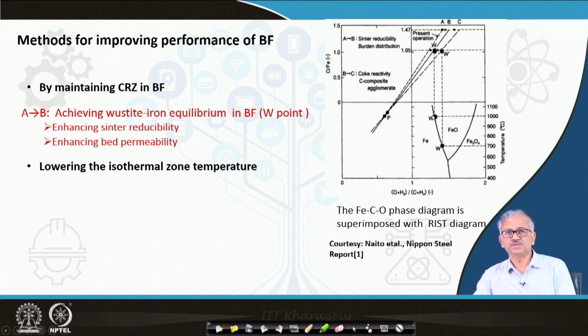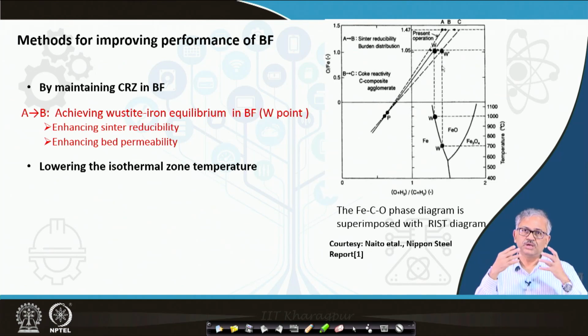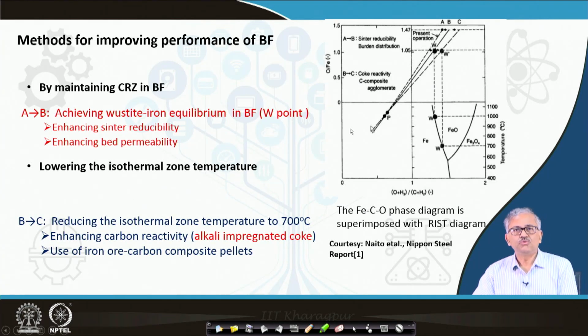Here, as the temperature decreases, you can find this line is curving like this. So at lower temperature, your CO utilization will be high. As a result, the equilibrium O by C ratio in the gas will be higher. So you can reach from W to this W prime point. So W to W prime, or you can say B to C. So B to C is lowering the isothermal zone temperature. Obviously, if you can lower it, you can move the W point to the right hand side.